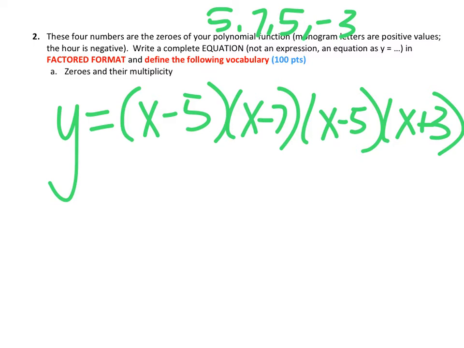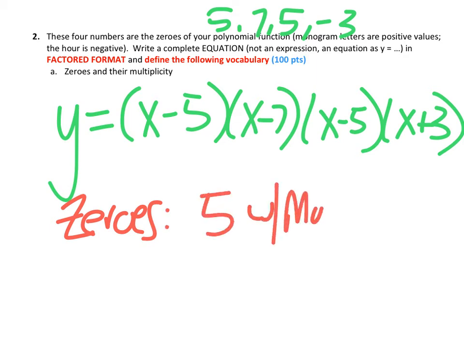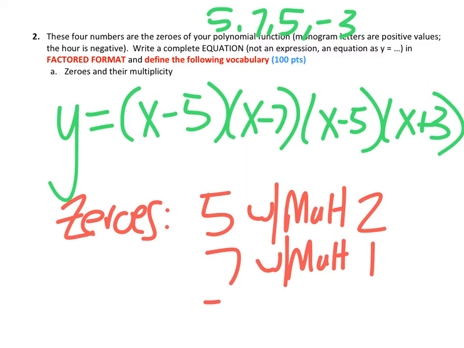The other thing to get my 100 points for this component is to talk about the zeros and their multiplicity. So I do need to list that. My zeros are 5 with multiplicity of 2. I have a zero of 7 with multiplicity of 1. And I have a zero of -3 with a multiplicity of 1. That would cover getting my points for the second element here.